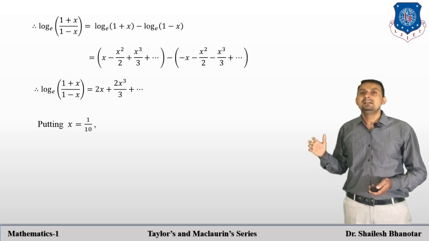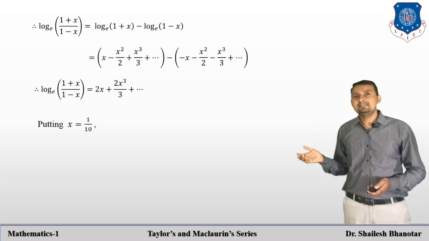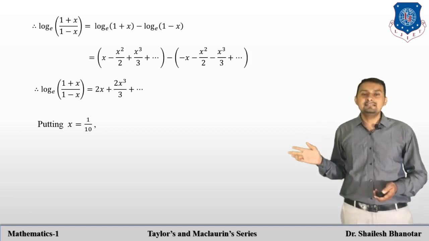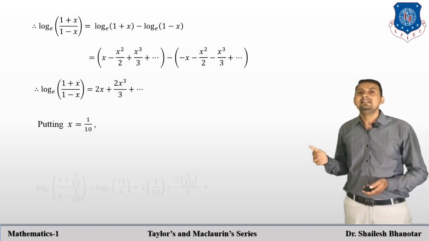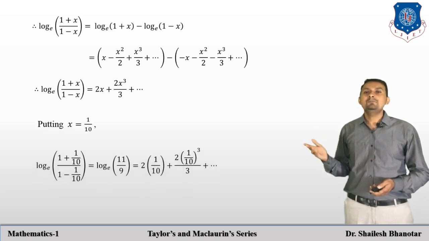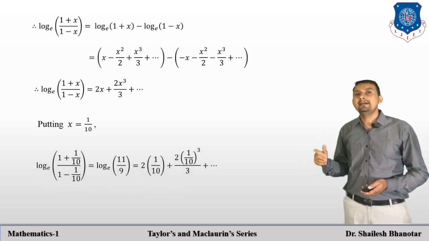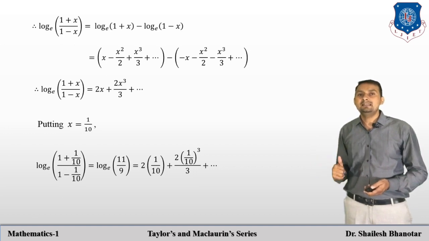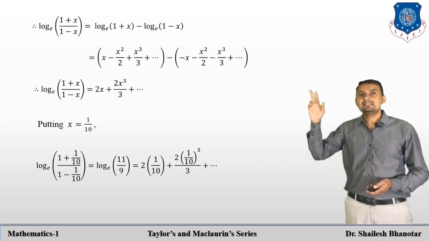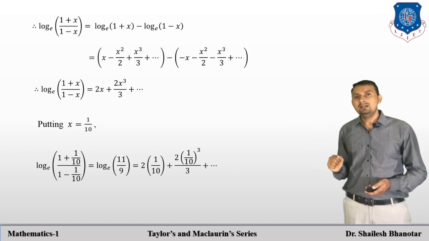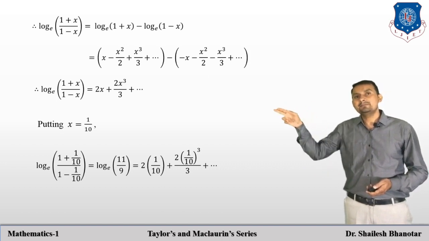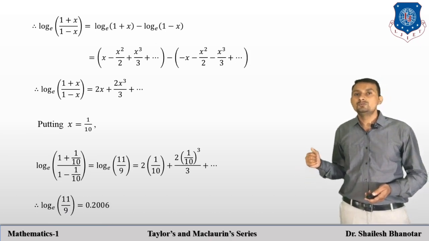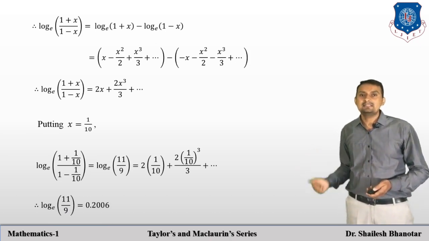But our question says that we want to estimate this function at a particular point. So in that case we have to consider x equal to 1 divided by 10, so that log of 1 plus 1 divided by 10 divided by 1 minus 1 divided by 10 is going to be log 11 by 9. And if we put x equal to 1 divided by 10 in the above expression, based on the calculator we get 0.2006, and that is what we want.